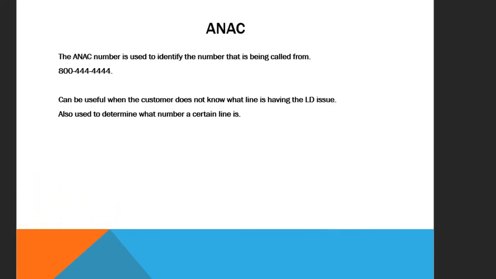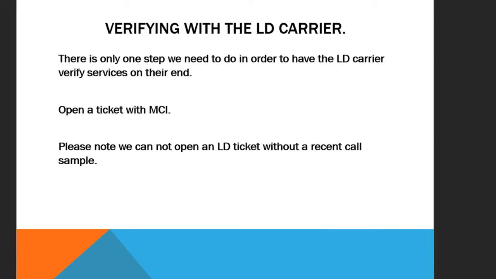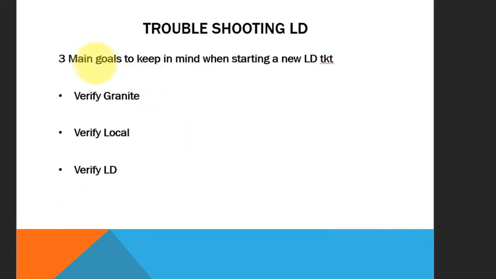So once we have all that information, right, what's the next step? The next step is to verify with the long distance carrier. And this is one of our main objectives, right? Going all the way back to the beginning of this course, there were 3 main goals to keep in mind when starting a new LD ticket. We want to verify Granite. We want to verify local. And then the last thing is verify LD.